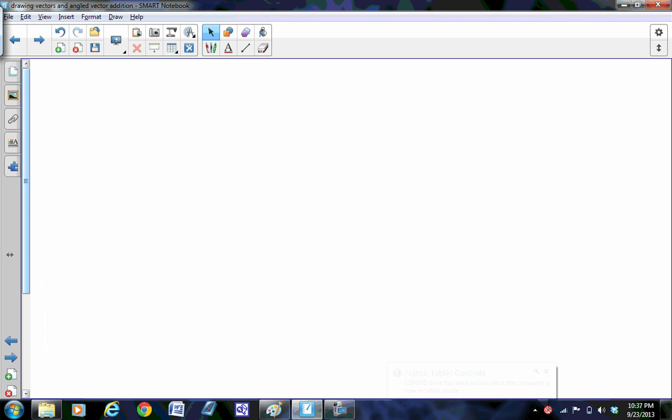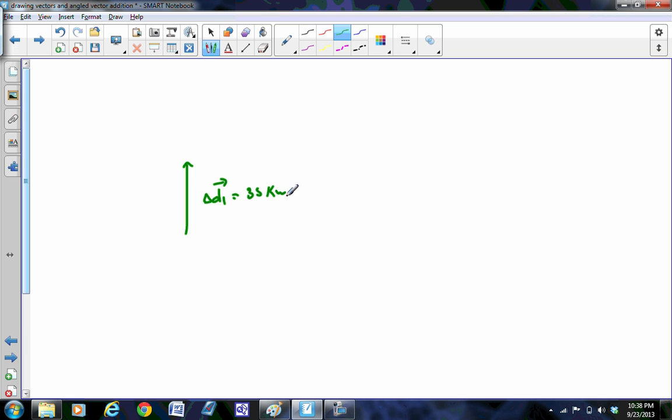Okay, guys, in the last segment, we looked at how we can draw vectors. So I can draw my change in position from one spot to another. For example, maybe I went north certain amounts. So maybe I went 35 kilometers to the north. Or maybe it was at an angle, so I could have done this.